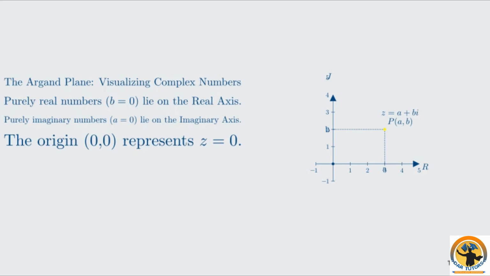There is a deep connection between complex numbers and vectors. We can represent a complex number z equals a plus bi not just as a point (a, b), but as a position vector from the origin to that point. This geometric interpretation is incredibly useful for understanding addition and subtraction.